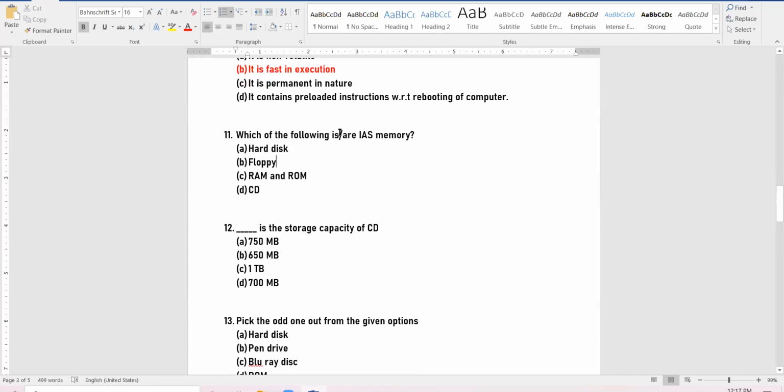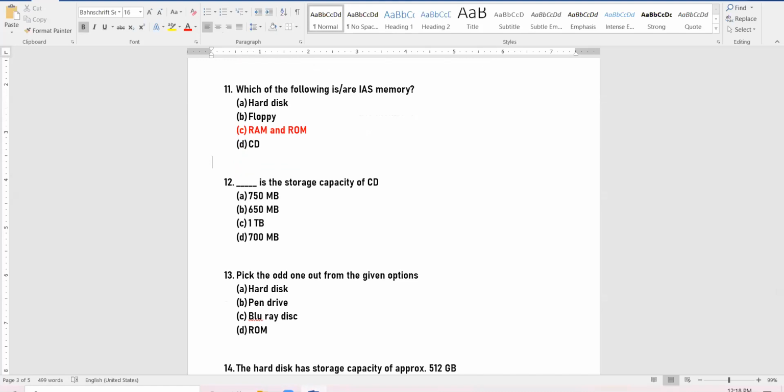Which of the following is or are IAS memory? Hard disk, floppy, RAM and ROM, CD. Which memory is known as IAS? Yes, Tanveen. Sir, C, RAM and ROM. C option, RAM and ROM. Very good. 12th MCQ.